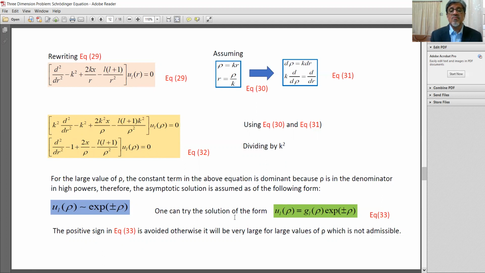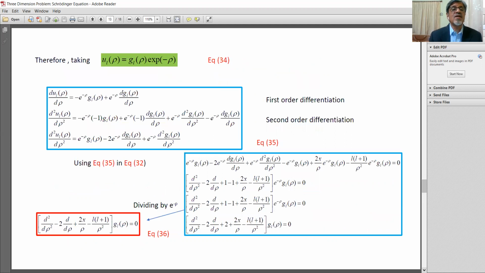One can try the solution of the form U_l(rho) and to have a proportionality factor G_l(rho) exponential plus or minus rho. And that is equation number 33. The positive sign in equation number 33 is avoided because it will be very large and the value of rho is not admissible. If you take a positive rho, then the probability of finding the value is very large at infinitely large distance, and that is not logical. So it is assumed that we have to take the minus exponential rho. So ultimately, we come to the part U_l(rho) is equal to G_l(rho) exponential minus rho instead of plus. And that is equation number 34.